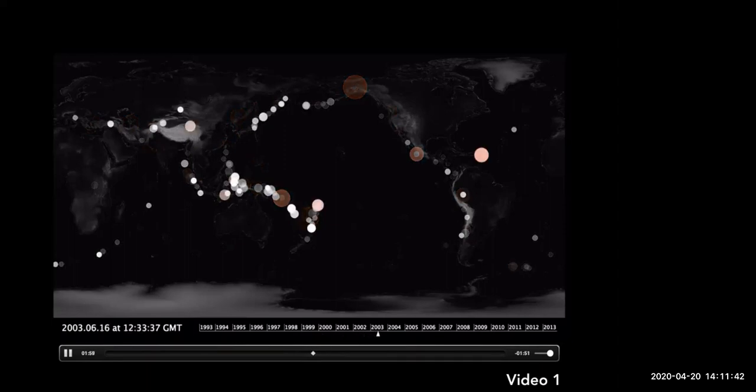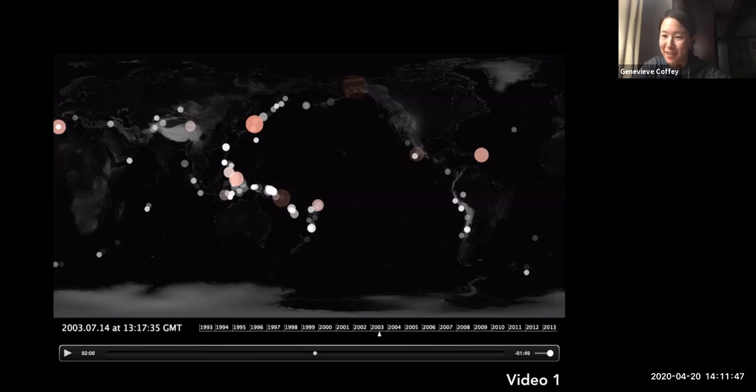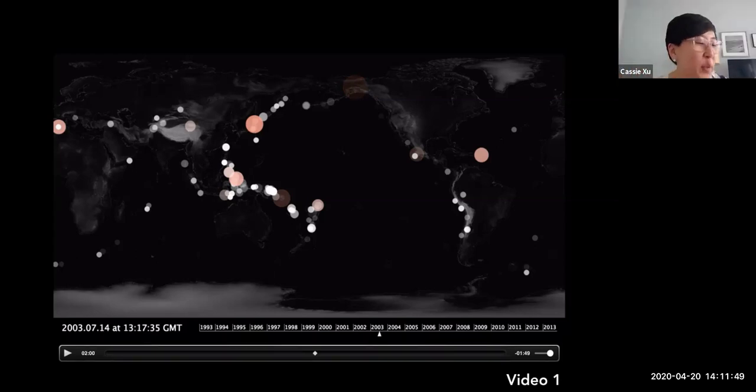Would that be an okay point to stop? Yeah, that's great. Okay, so we have a couple of answers. Plate boundaries, the ring of fire, coastal areas, and they seem to occur and reoccur in similar places, more northern than southern activity. Yeah, that was awesome.